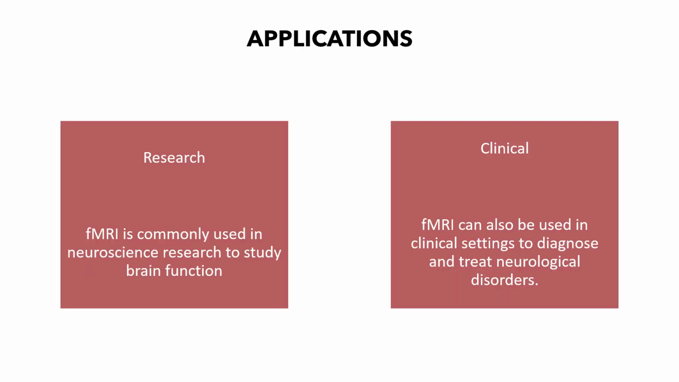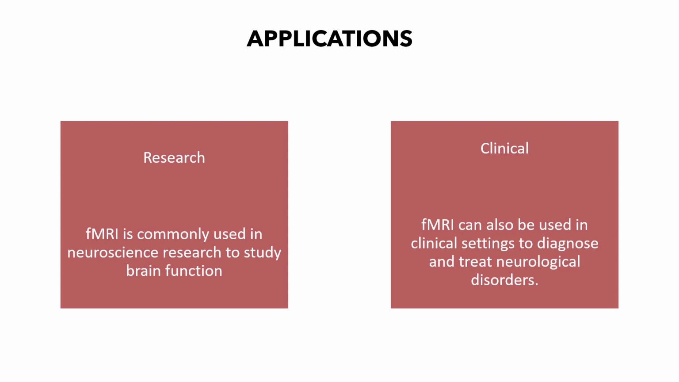So, what are the applications of fMRI? Research and clinical settings. fMRI is commonly used in neuroscience research to study brain function and understand basically how specific parts of the brain are involved in different tasks or processes. For example, researchers are right now focused on studying how the brain processes languages or how different regions of the brain work together in order to solve a particular problem.